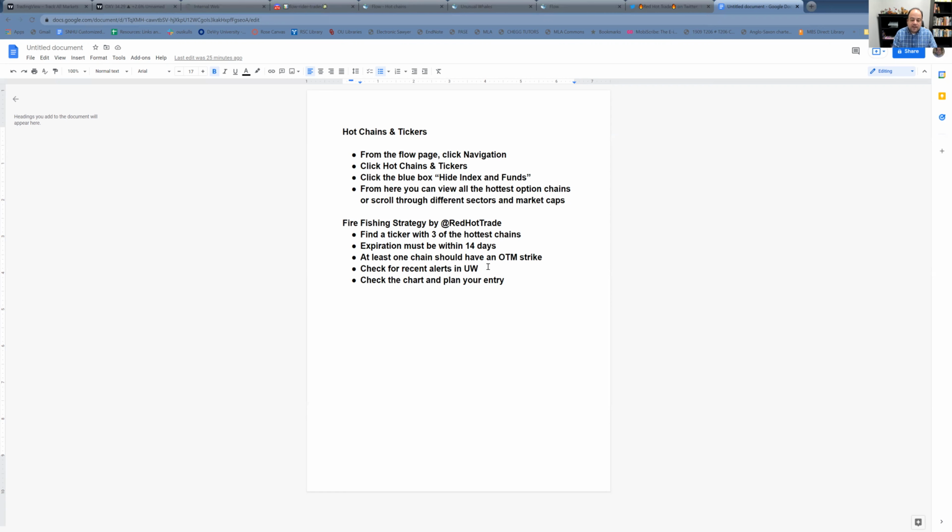And I'd also add, check flow overall for that ticker. And then you check the chart and you plan your entry. If you're looking for a day trade, obviously the most recent options are going to be what you're after. You can also use this method to locate swings. And if you're going to do that, you're looking at the longer expirations. And for the chart, in addition to 3 minutes, 5 minutes, you'll also be looking at hourly, daily, weekly, etc.